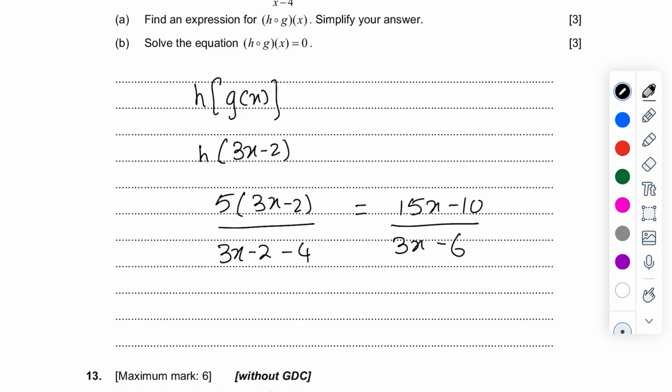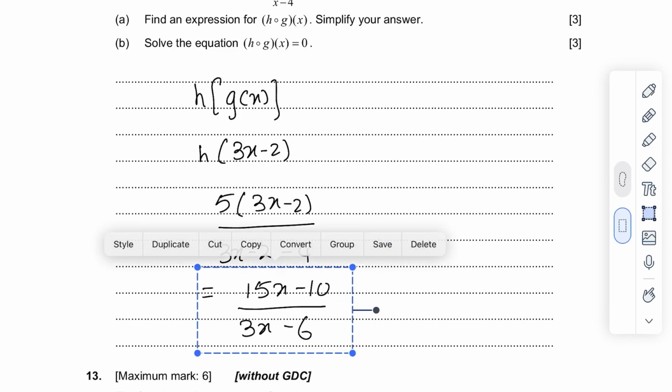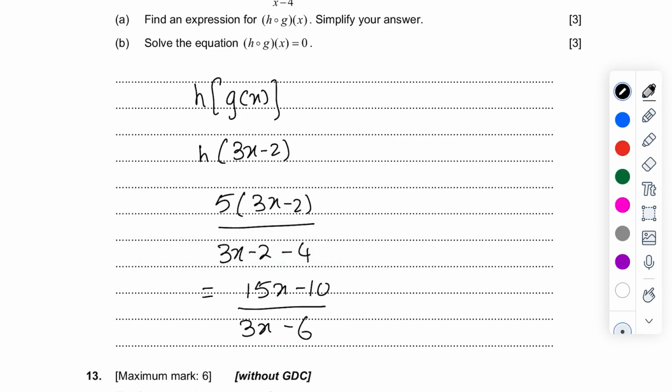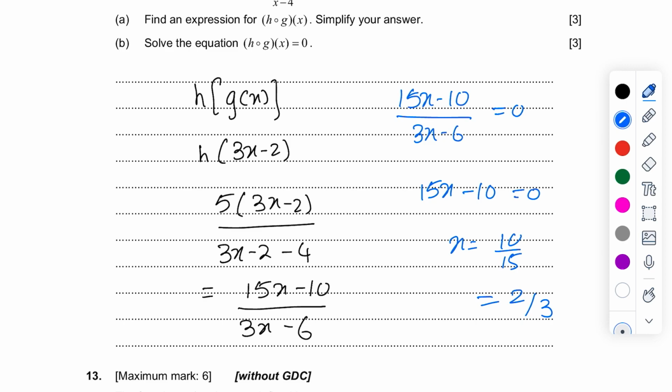Solve the equation h circle g of x equals 0. So this entire thing should be equal to 0. So 15x minus 10 upon 3x minus 6 equals 0. So 15x minus 10 equals 0. So x equals 10 upon 15, which is equal to 2 upon 3.